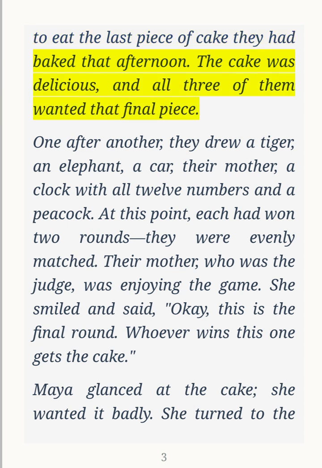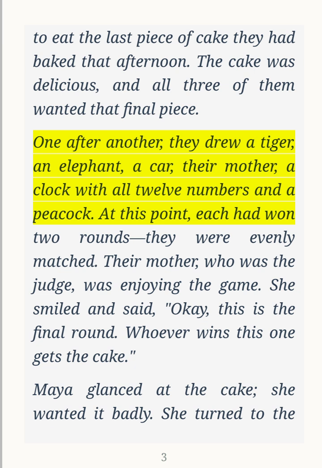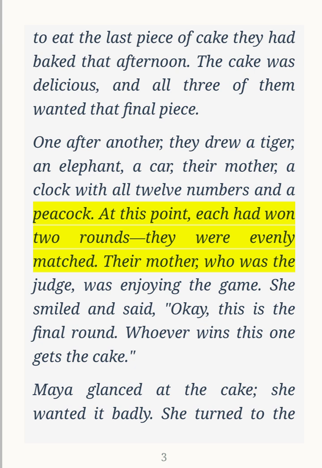The cake was delicious, and all three of them wanted that final piece. One after another, they drew a tiger, an elephant, a car, their mother, a clock with all 12 numbers and a peacock. At this point, each had won 2 rounds. They were evenly matched. Their mother, who was the judge, was enjoying the game.